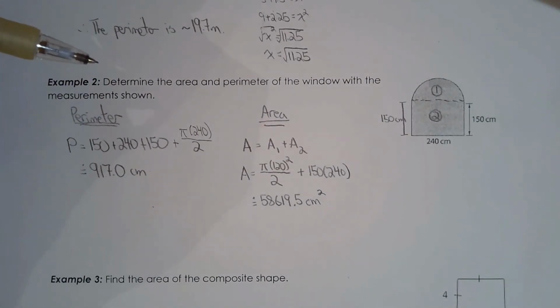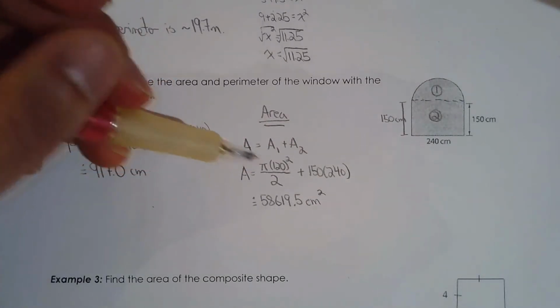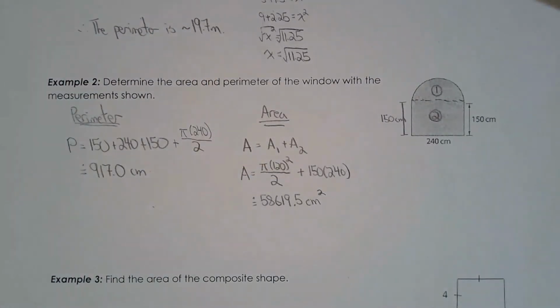Yeah, seems reasonable because 120 squared is pretty big. And then multiply by pi. And 150 by 240 itself is already a very big number. 150 by 240 is already 36,000. Yep, the answer seems reasonable.